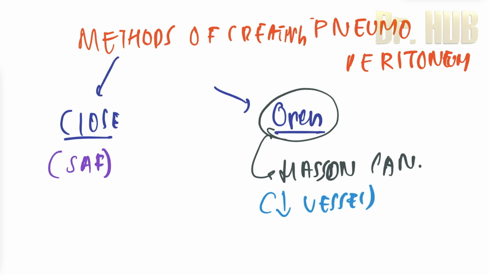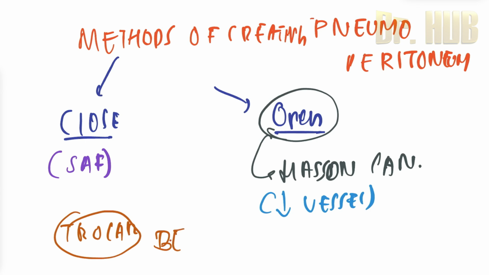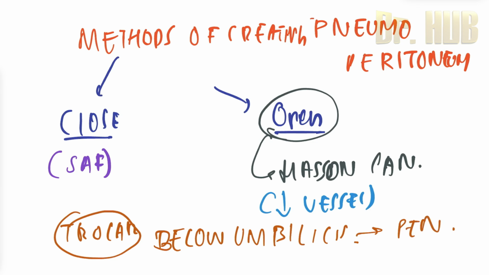So next there is a trocar. A trocar is placed at or just below the umbilicus. So this trocar, if you see, is placed at or just below the umbilicus, penetrating the various layers.